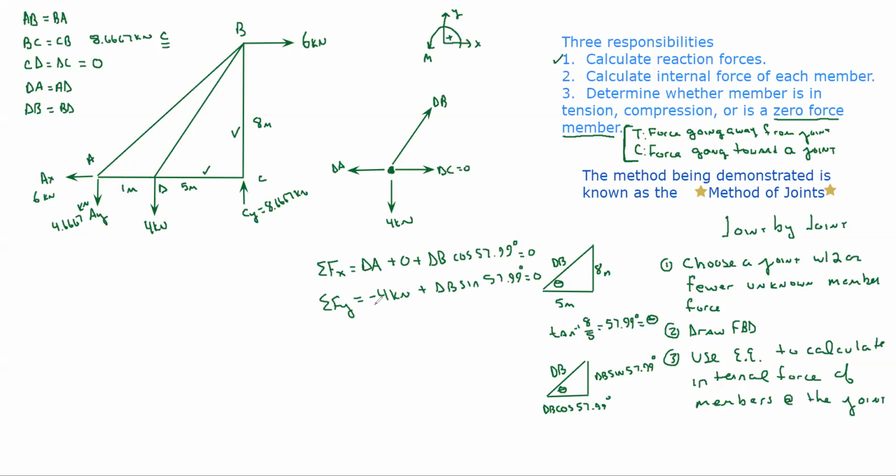We could definitely solve for DB. So DB sine 57.99 is equal to 4 kilonewtons. Divide both sides by sine of 57.99. DB is equal to 4 kilonewtons divided by sine 57.99, and that gives us a value of 4.7172 kilonewtons for DB. It is positive, which says that I have the arrow in the correct direction. Force DB is going away from joint D, which means that DB is in tension.